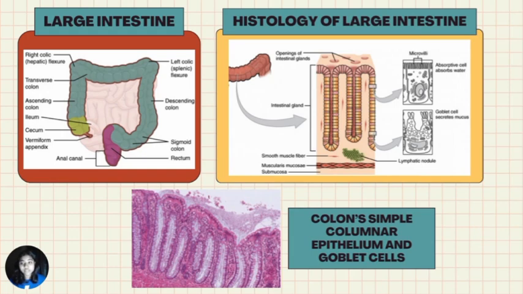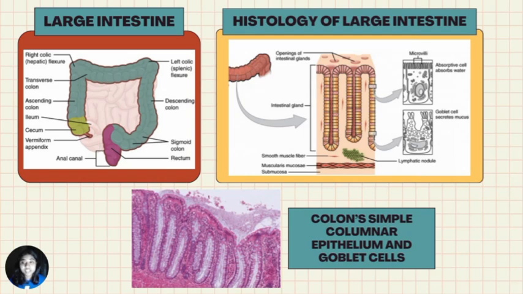As for the attachment, the transverse and the sigmoid colon are anchored by the mesocolon to the abdominal wall. As for the ascending and the descending colon, they are located at the retroperitoneal area.